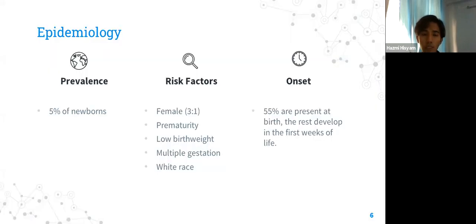So for epidemiology of hemangioma, it occurs in 5% of newborns. The risk factors are it occurs more in female, prematurity, low birth weight, multiple gestation, and also white race. For onset, 55% are present at birth, and the rest develop in the first weeks of life.